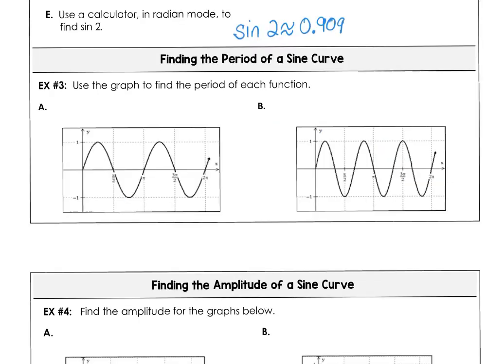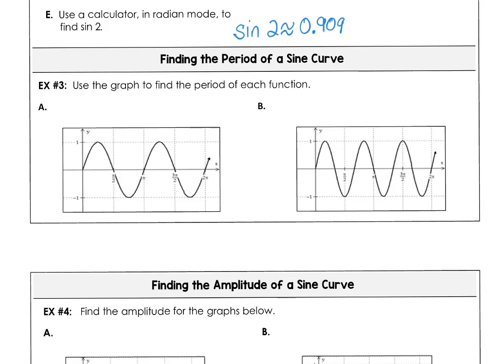For example 3, we want to be able to use the graph to find the period of the function. And because our lesson is only about sine curves, we know the 5 key points are supposed to be intercept, max, intercept, min, intercept. And once we complete those 5 key points, you can tell that the period completed in pi units.